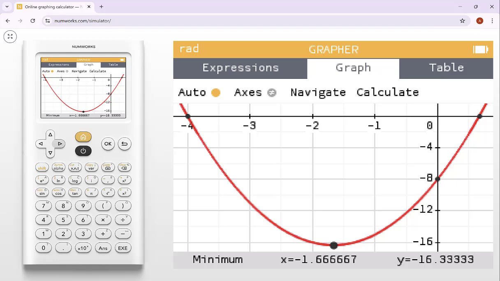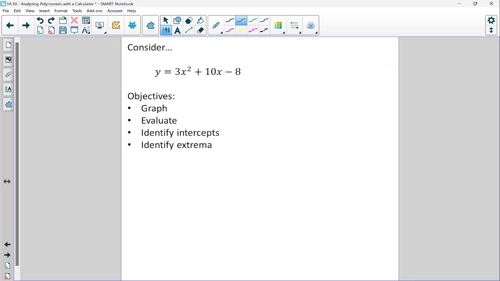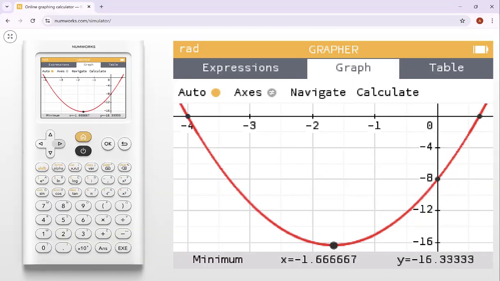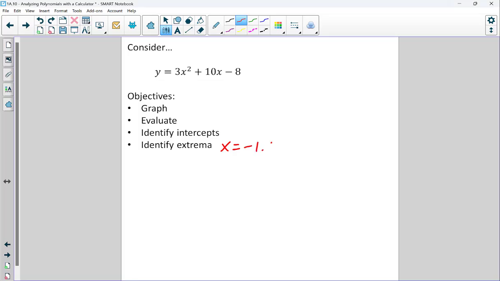There's the coordinate. Now, one of my questions was to identify the extrema. I'm just going to list out the x values. It was negative 1.666. So I have a relative minimum at x equals negative 1.666. If the question asks for the coordinate of the extreme value, then give the full coordinate. Otherwise, the default is just list out the x values.